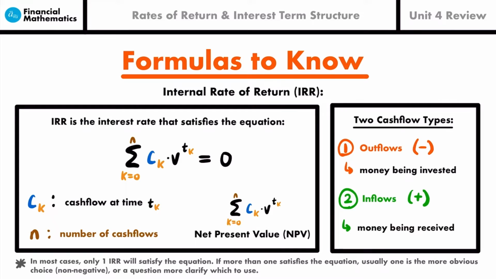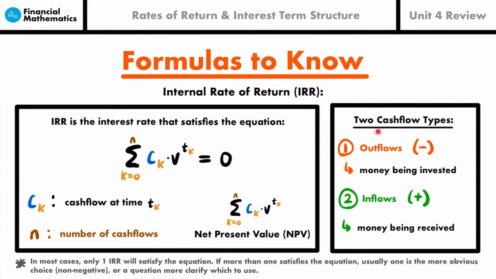The interest rate that would be used in those present value factors that makes that equation true is the internal rate of return. Okay, so once again, I know the notation can be a little bit confusing, but this right here is just the net present value of a set of cash flows, where C sub k is the cash flow at the respective time t sub k, and n is the total number of cash flows that you're working with.